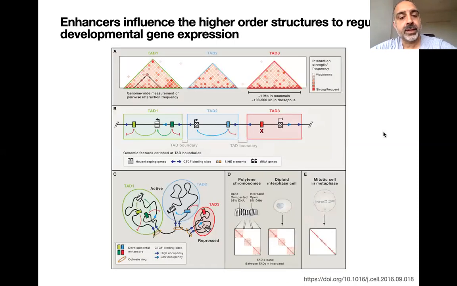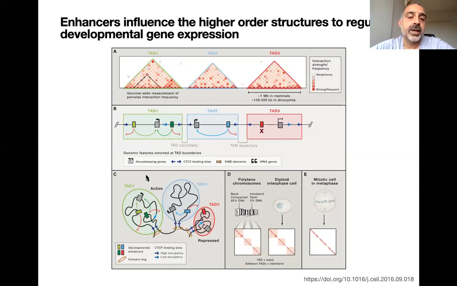So let's go back to the actual mechanics of enhancers. As you all know, enhancers also influence the higher order structures to regulate developmental gene expression. What we're thinking about here are what are called TADs, topologically associated domains. TADs are ways that enhancers will cause the chromatin to loop in particular ways, so that now we have new interactions between very long-range sequences to control gene expression of a particular gene.